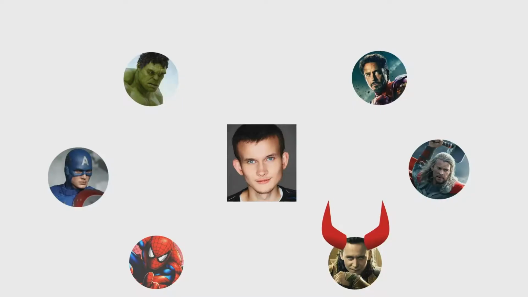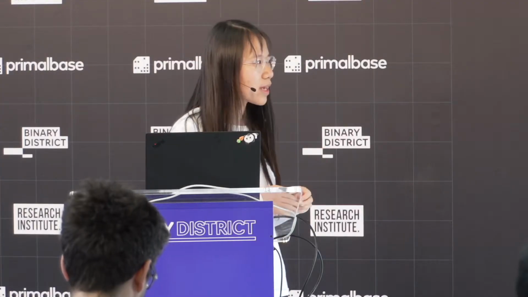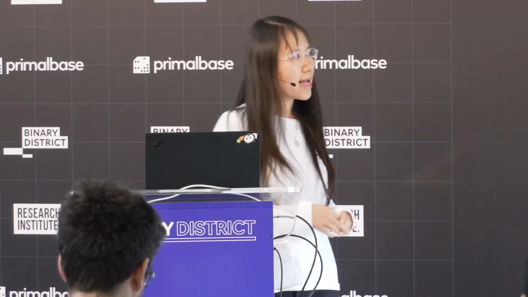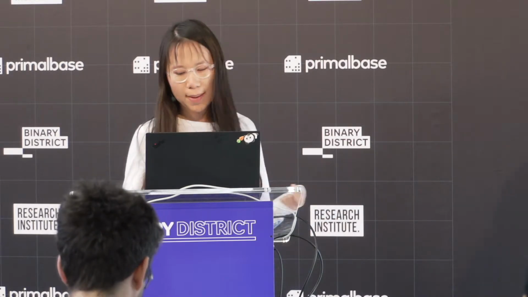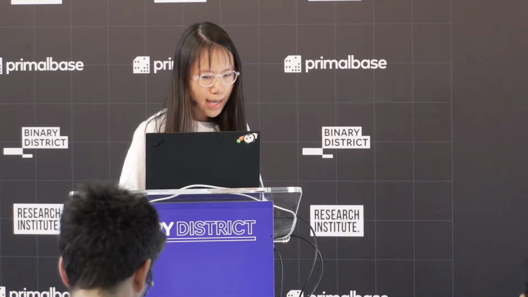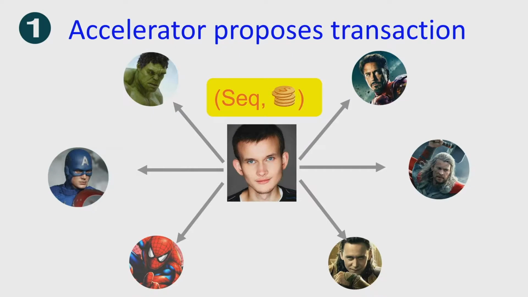Let me first quickly go through the original Thunder protocol. Let us begin with an extremely simple voting process. This voting protocol runs with n nodes, n committee members. Here are these superheroes, and an accelerator node, here is Vitalik. Some of these nodes can be corrupt, like here Loki is corrupt, and the accelerator can also possibly be corrupt.